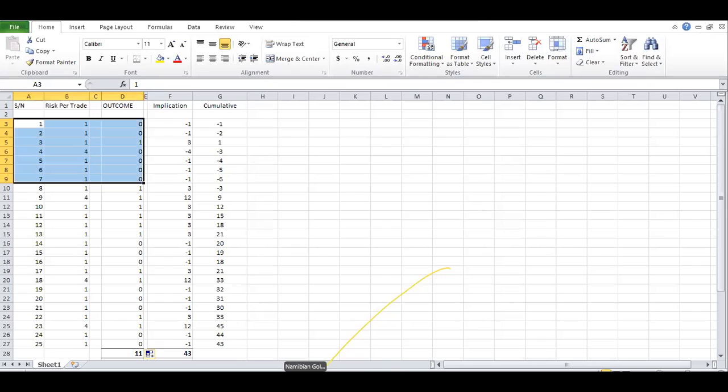Namibian gold, I think I have to find a way of stopping annotation.